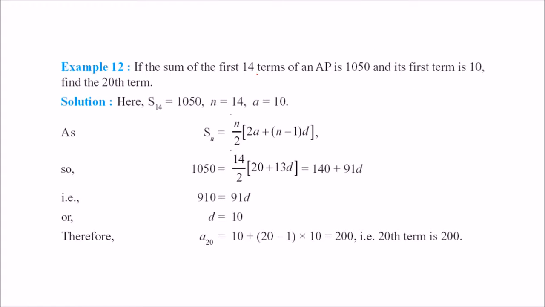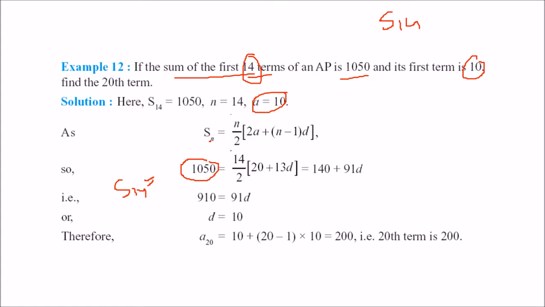If the sum of first 14 terms of an AP is 1050, and its first term is 10, find the 20th term. So the sum of 14 terms is given. So we are being provided S14, so S14 would be 1050. This will be equal to n by 2 into (2a plus (n minus 1) into d). In this case, the first term is given as 10, so a will be 10. n is what? 14. And the sum is here. So 14 by 2 into (2a plus (n minus 1) into d). So d comes up to 10.